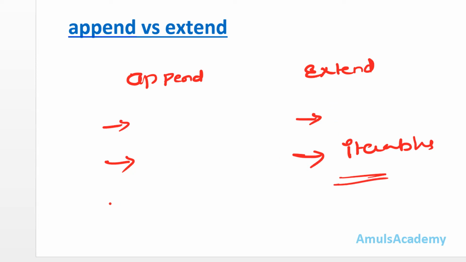Okay, so the third difference is that in the append method the length of the list will be incremented by 1. That's because in the append function we add a single value at the end of the list, so the length of the list will be incremented by 1. But in extend, the length increment will be based on how many elements are present in that iterable. So this is the difference between append and extend methods.